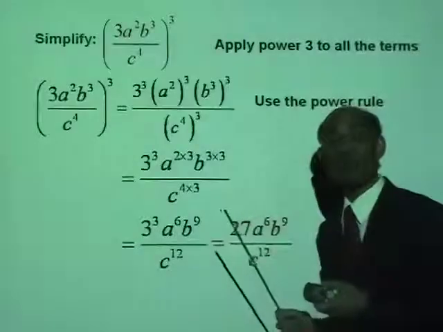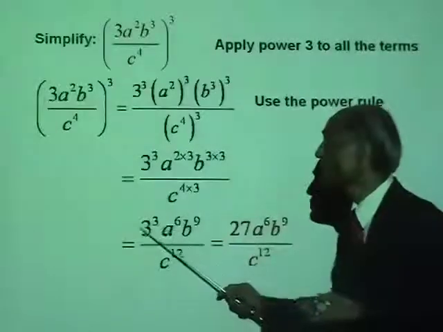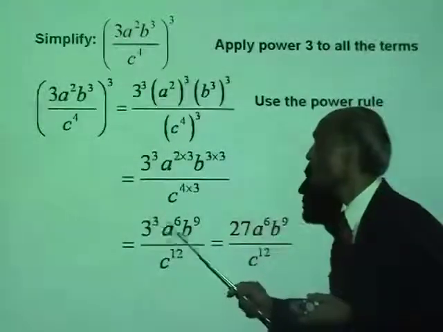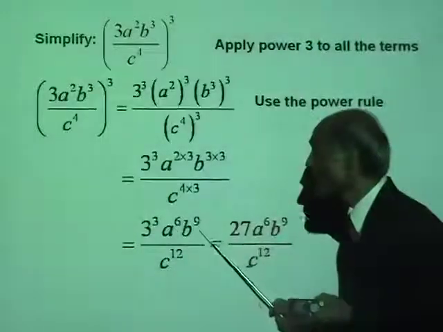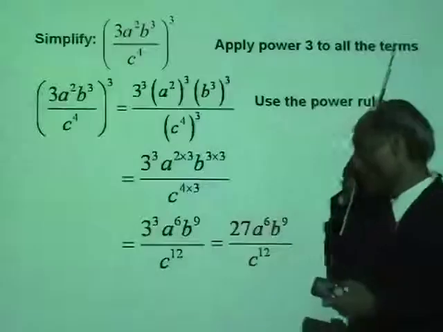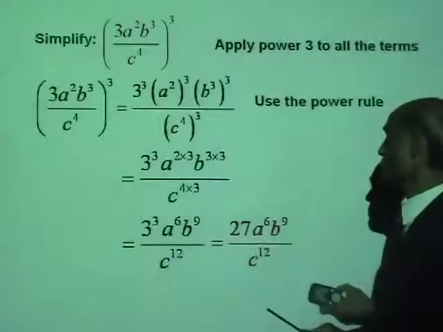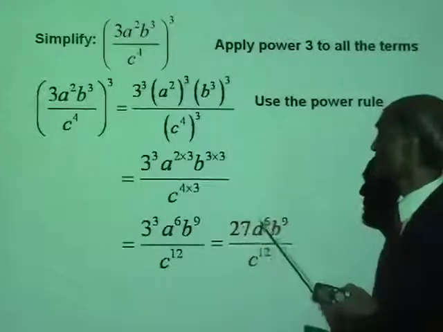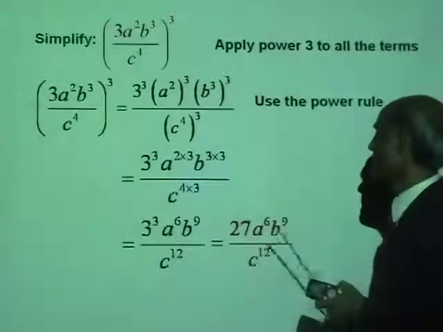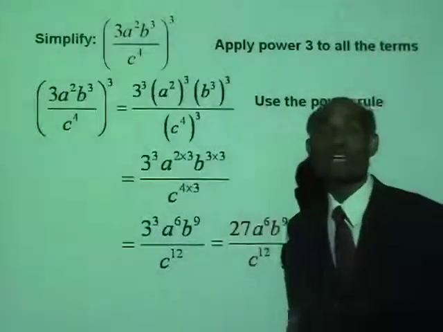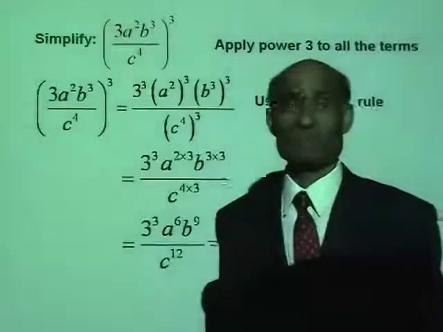Well, the only other step we can do is 3 raised to the power of 3 is 27. And you cannot do any other simplification, so we leave it as it is. The result is 27a to the power of 6, b to the power of 9, over c to the power of 12.